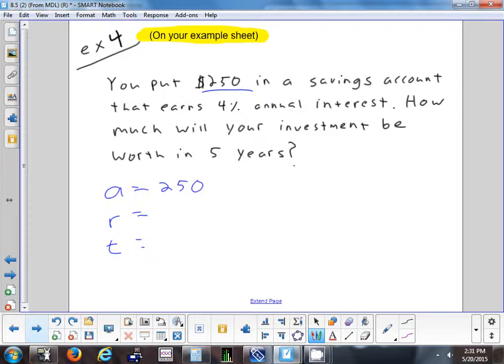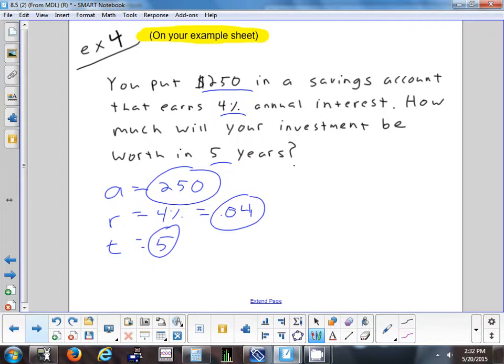Anybody see one of these other two? 4%. Yep, 4%. Just be careful how we write it. 5 years. How do we write the 4%? 0.04. Okay, Eli, you said something else? 5 years. Those are the 3 numbers we need to fill in. So let's fill it in and see, if we leave our money in our bank account for 5 years and the bank pays us 4% interest, how much money will we have at the end of 5 years?